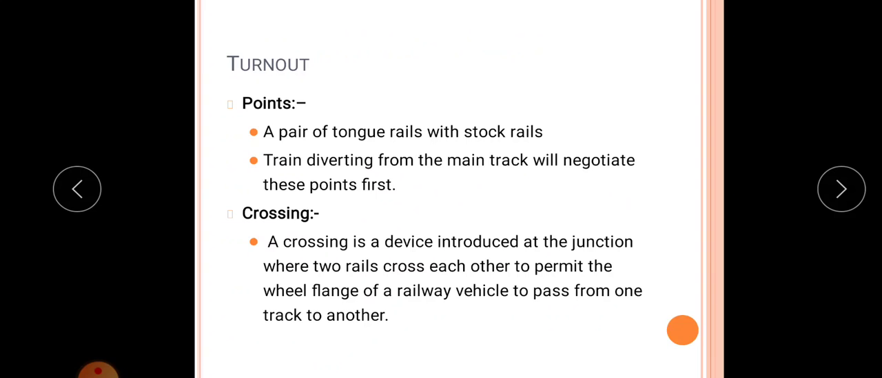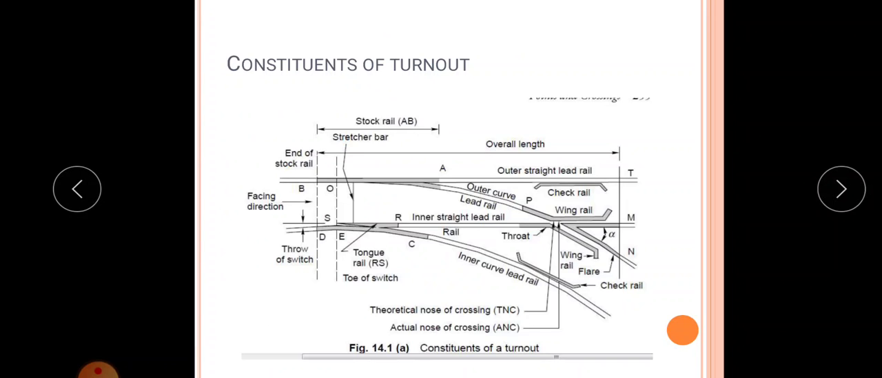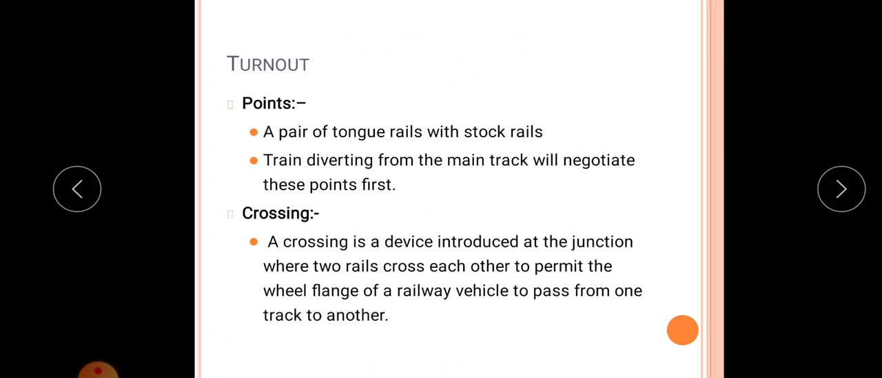So a turnout has points and crossing. The two components of a turnout are points or switches and crossing. Points consist of a pair of tongue rails with stock rails, and the train which is diverting from the main track will negotiate these points first. First the train will reach the points. Then through the crossing it is diverted to the next track. So that first part is known as points.